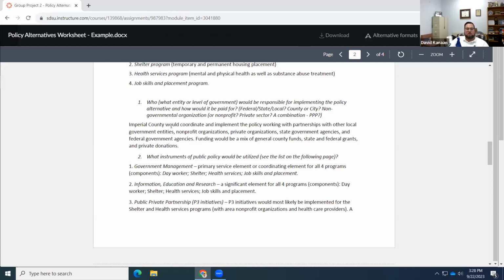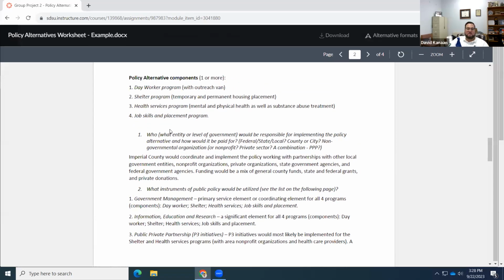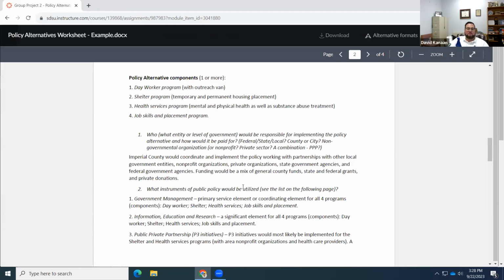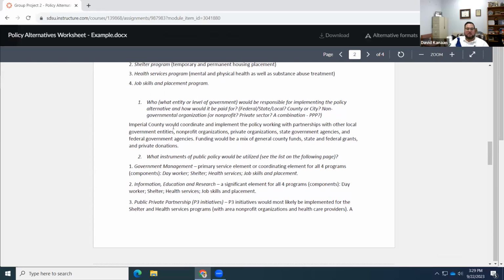So in this case, Imperial County would coordinate and implement the policy, working in partnership with other local government entities, nonprofit organizations, private organizations, state government agencies, and federal government agencies. Funding would be a mix of general county funds, state and federal grants, and private donations. So this is expanding a bit on what we said in the summary. So that gives me an idea that you know where the money may be coming from.